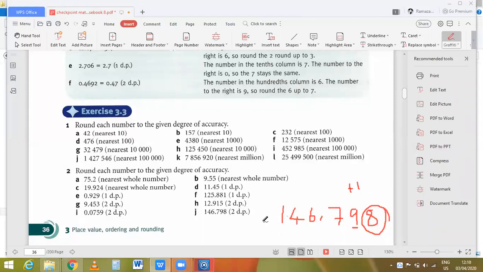Teacher. Yes. I didn't understand why in exercise number 2, the G, why the answer is 9.45. Why is 9.45? Okay, let me explain one more time for you. Thank you so much for the question.